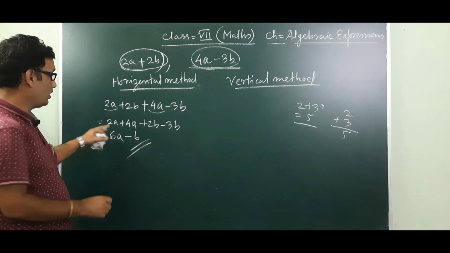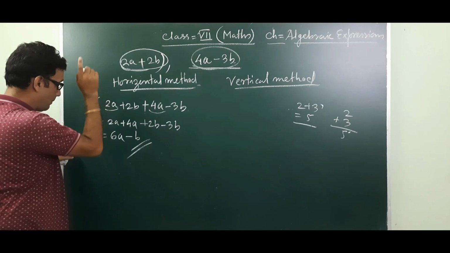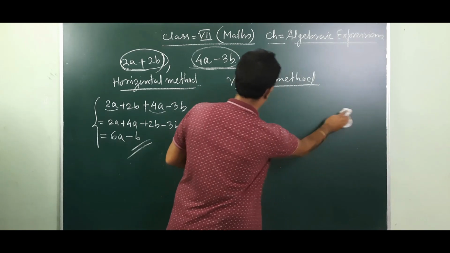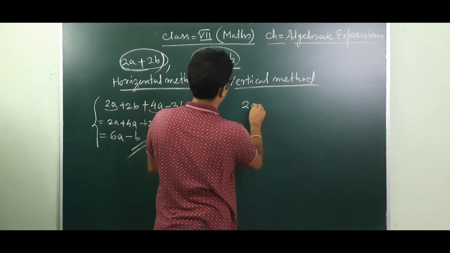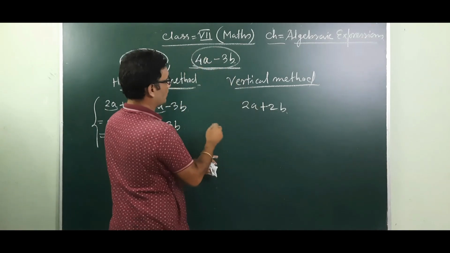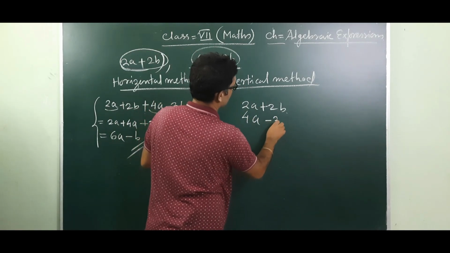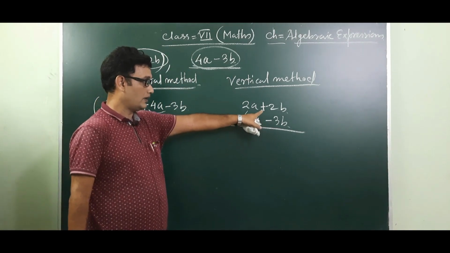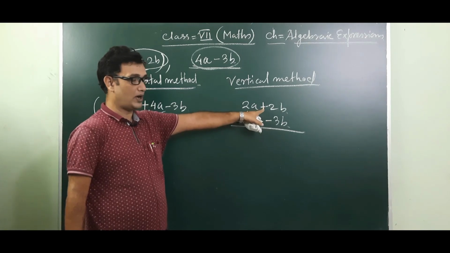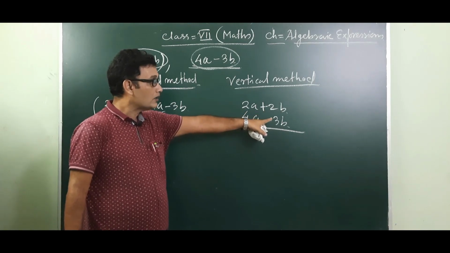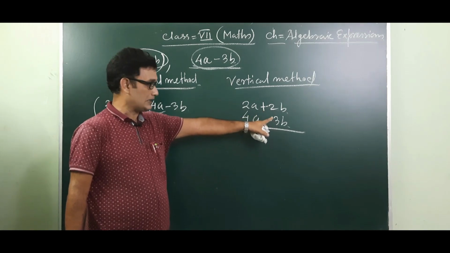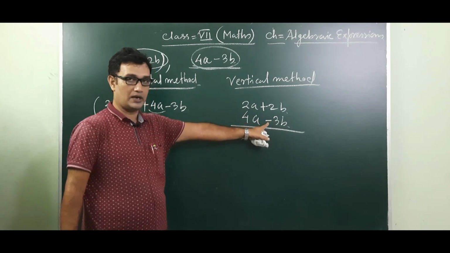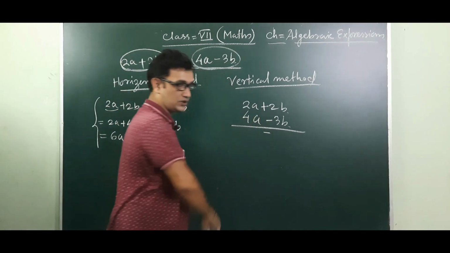Like this way you can do by using the horizontal method. But the same question, if you solve by the vertical method, you see, then how do you solve? First you have to write 2a plus 2b, then you have to write 4a minus 3b. Then you see, we are going to add here plus, here minus. Plus into minus, minus. Now you see, we'll see the bigger number. Which one is the bigger number here? 3. Before 3 what sign? Minus. We are going to write here minus first.